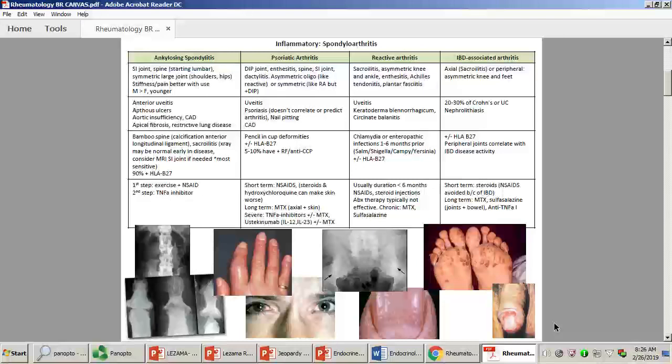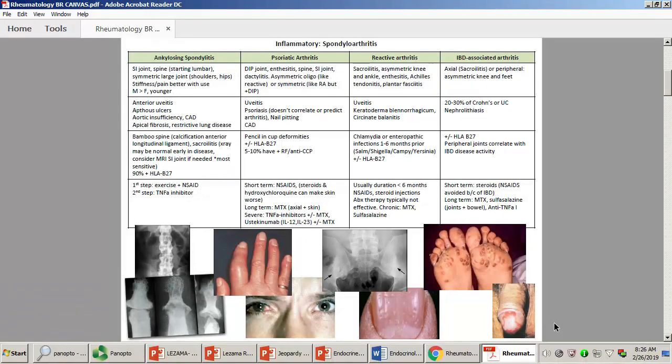Oftentimes it's very difficult to test for those infections because they are usually self-limiting. Chlamydia is the one where you can do a urine nucleic acid amplification test if you have that concern. All right, so how does this present? Here you can get, of course, the sacroiliitis. That's our classic hallmark with these, right? You have asymmetric knee and ankle pain. You also can have enthesitis, Achilles tendonitis, plantar fasciitis.